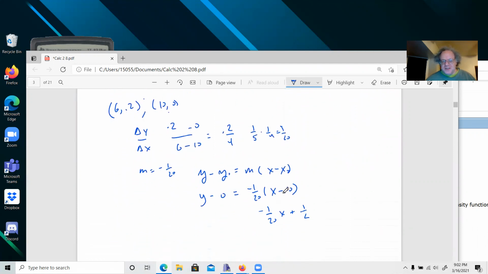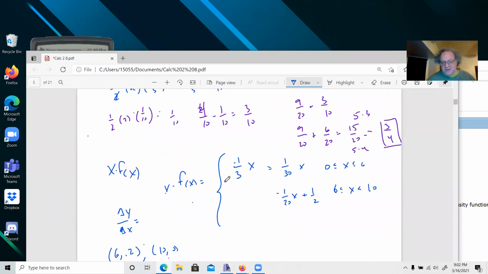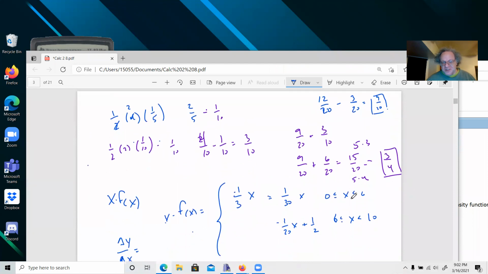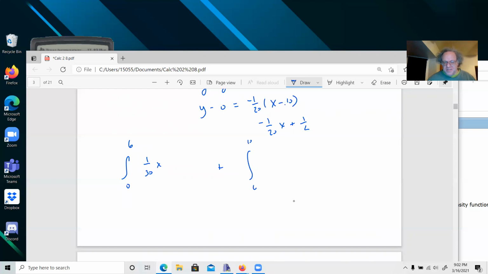Right. So what we need is the integral over all of it. So we have the integral from 0 to 6 of 1 over 30x, right? And then plus the integral from 6 to 10 of -1 over 20x plus 1/2. And what are we supposed to do when we find an average? We multiply this by x. There's a dx here, dx here. Okay.